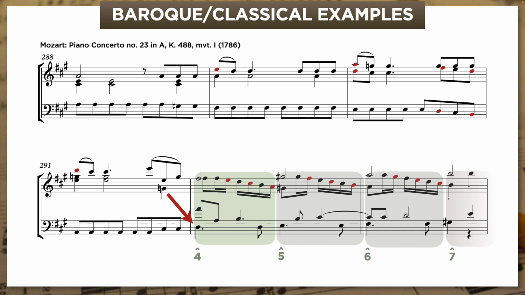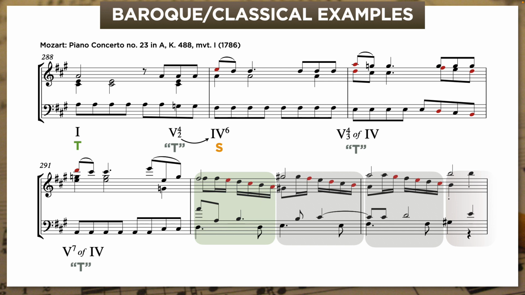Over the first 4 bars, he gives us 3 statements of this little appoggiatura motive. The first one takes us from 1 to 4 through an applied dominant. Then the next 2 continue to lean into that 5/7 of 4. And when we finally resolve to 4, that's when the sequence gets underway.